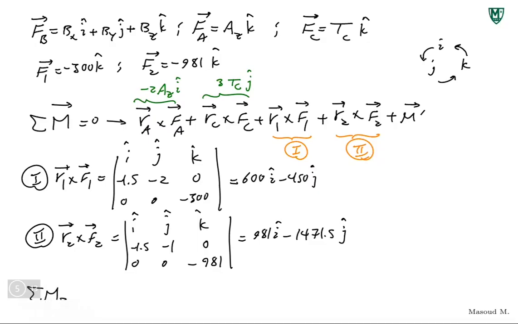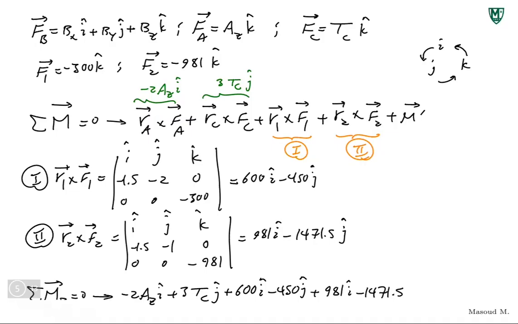Summation of the moment about point B should be 0. From there, this one is minus 2AZI plus 3TCJ. From the first one, I got plus 600I minus 450J. And from the second one, if I didn't make any mistake, 981I and minus 1471.5J. And then we have M prime.